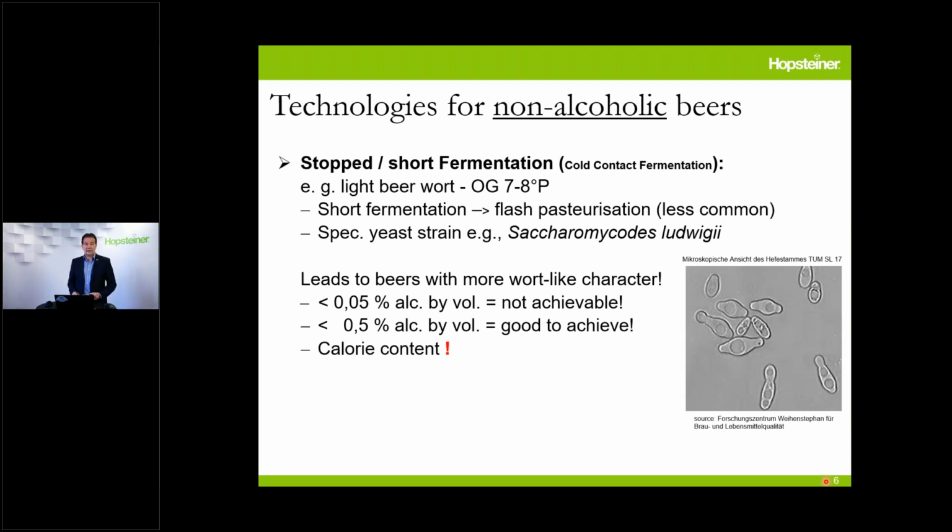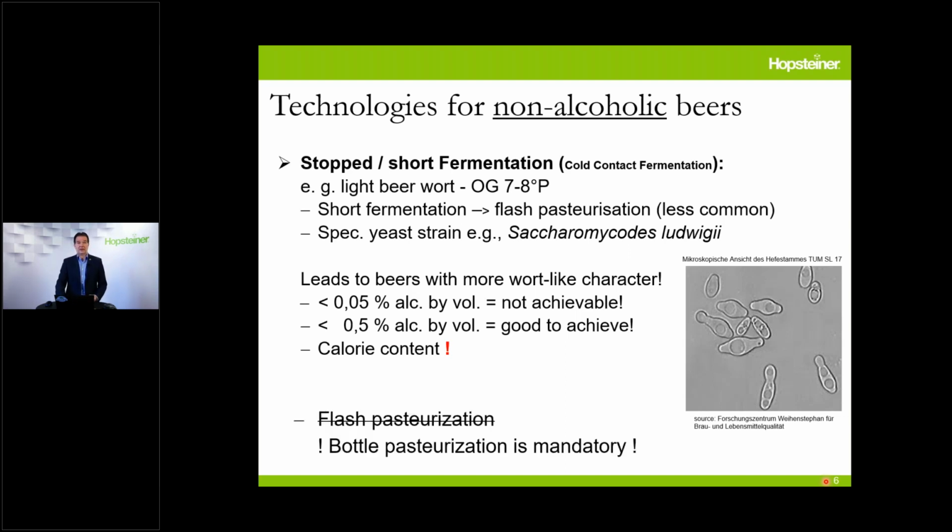The calorie content is also something I have to mention, because a lot of unfermentable sugar stays inside, not transformed into CO2 and alcohol, so the calorie content is higher compared to a dealcoholized beer. That is something that we have to know. For some people it's good because they need calories immediately after sports, but for other people, if they drink 2 or 3 liters of this product, the calorie impact is very high.